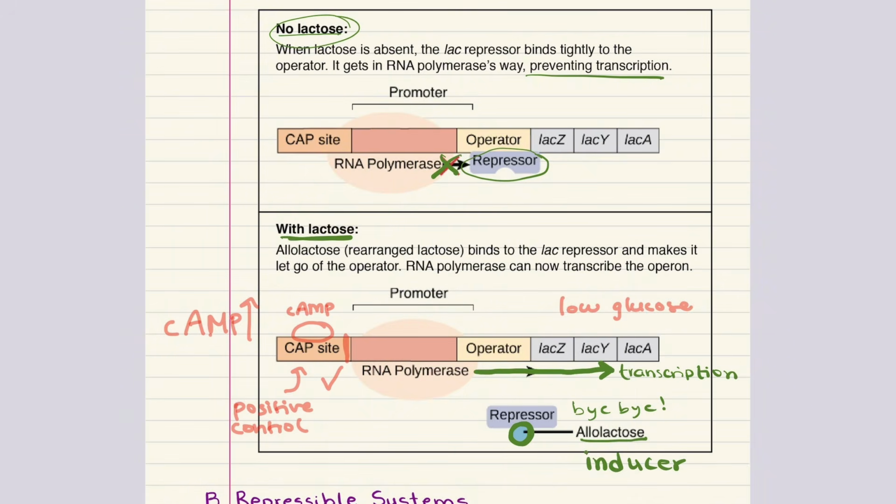So to kind of summarize this, the lac operon is inducible. It's normally off, but it turns on in the presence of lactose. And it's controlled in two ways. First, through the negative control by the lac repressor, and second, through positive control by the CAP cyclic AMP complex, which boosts transcription when glucose is low.